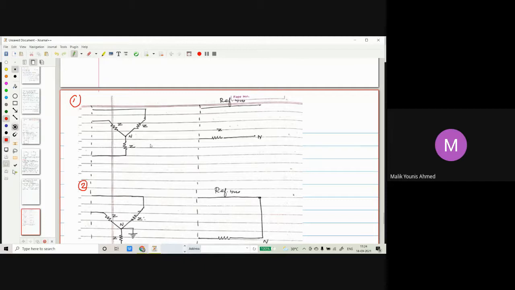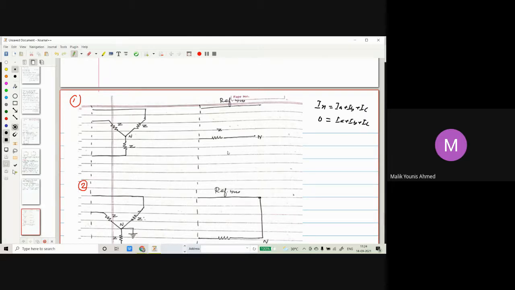Then in this circuit, we can see the sum of the currents, neutral current IN, is IA plus IB plus IC. So neutral current will be 0. So IA plus IB plus IC will be 0. In other words, IN will be equal to 0. So since the sum of the currents is 0, there will be no zero sequence component in that case.